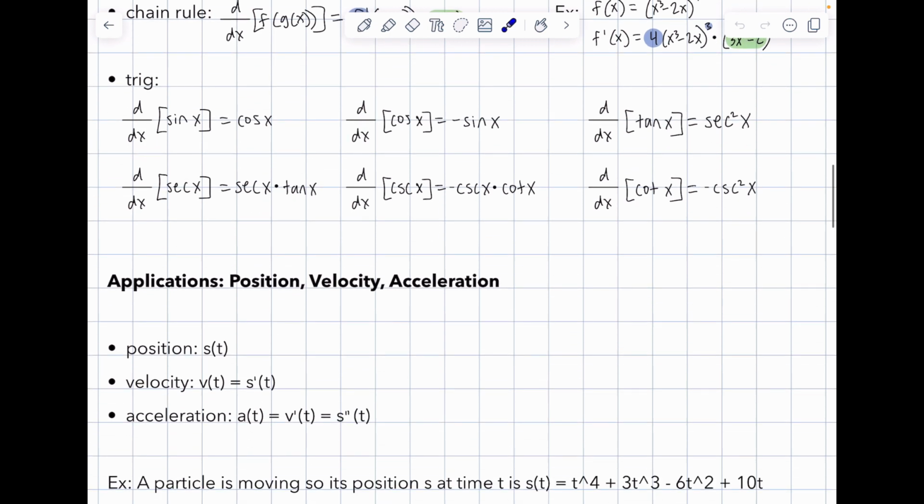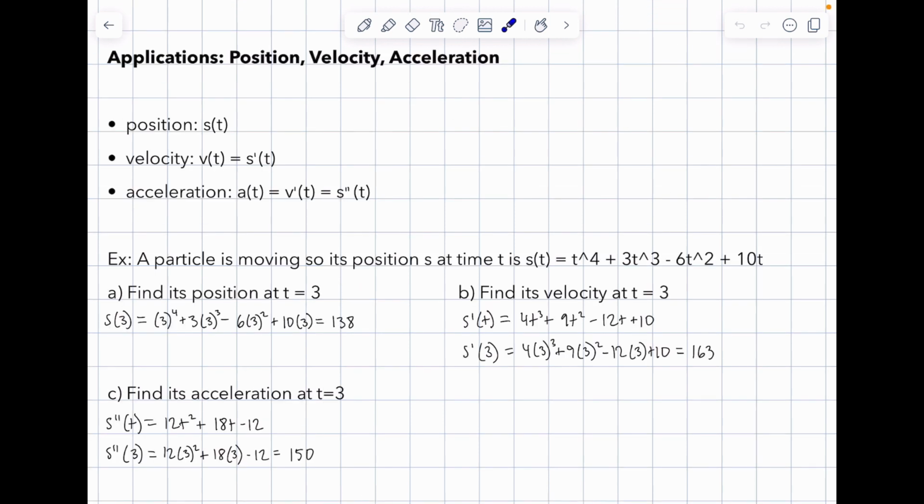And then some trig derivatives. The derivative of sine x is cosine x, the derivative of cosine x is negative sine x, the derivative of tangent is secant squared x, the derivative of secant x is secant x times tangent x, the derivative of cosecant x is negative cosecant x times cotangent x, and the derivative of cotangent x is negative cosecant x squared.